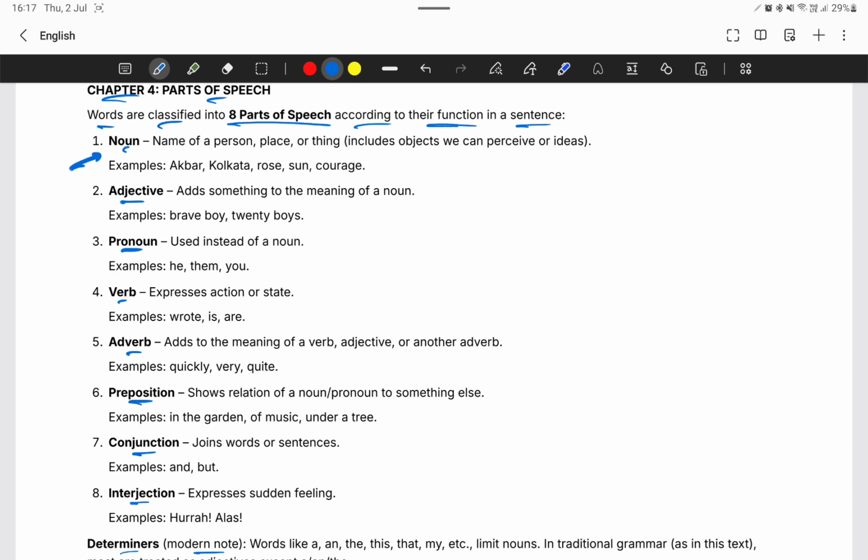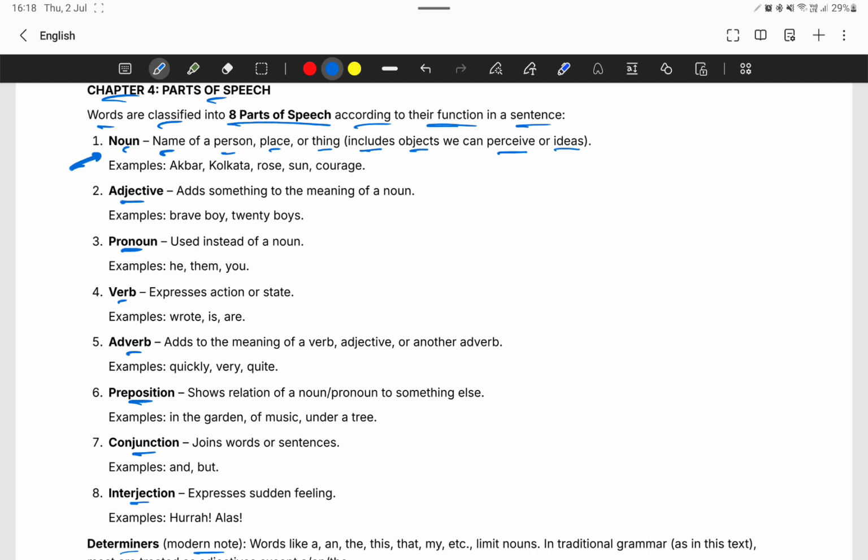Noun is just a name of a person, like a human, place, or a thing. And thing includes objects we can perceive or ideas.